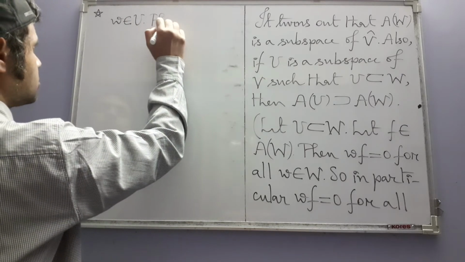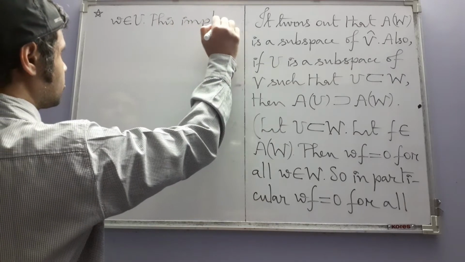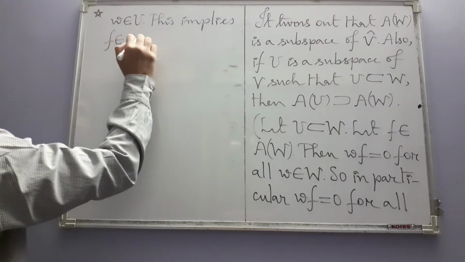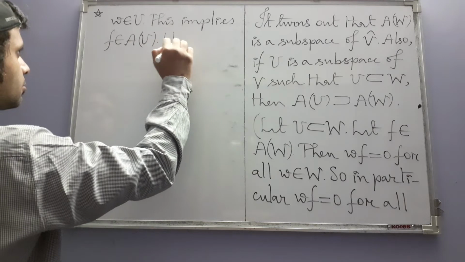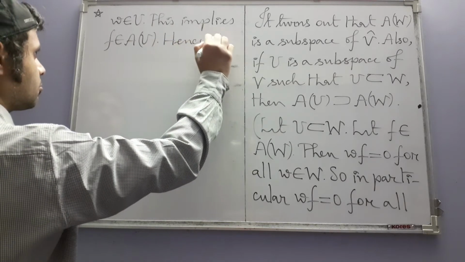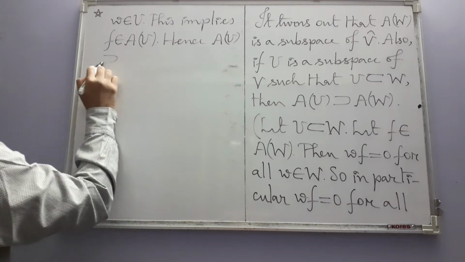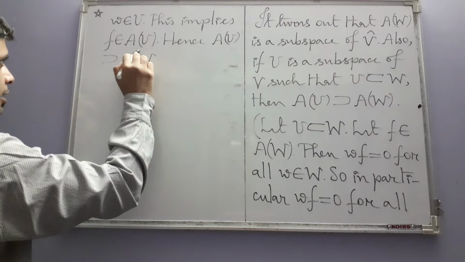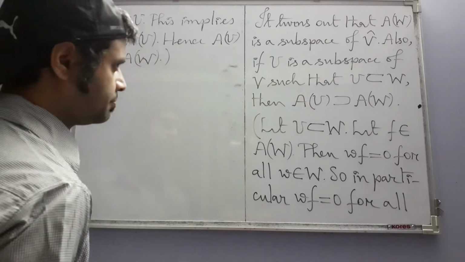This implies f belongs to the annihilator of U. Hence, the annihilator of U contains the annihilator of W. So that's how we have this containment or this relation.